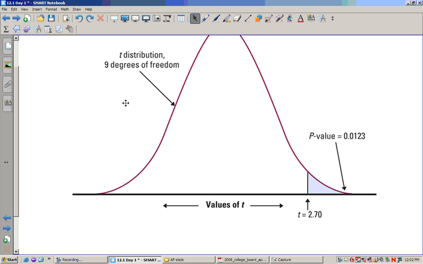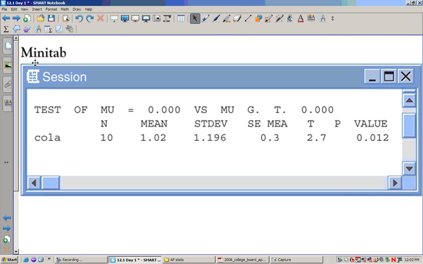All right. So you can also get these on Minitab results. This is a test of mu equal to 0.00 versus mu GT, which means greater than 0.